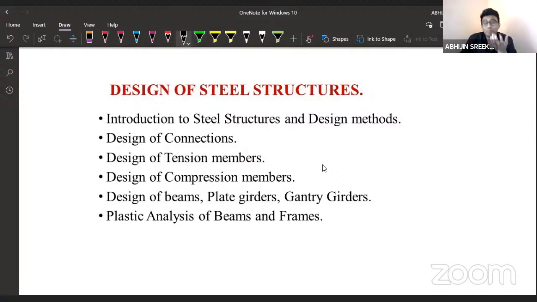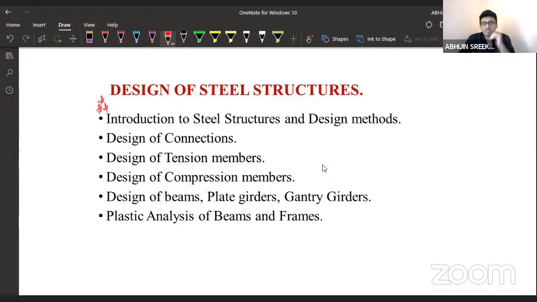And what are the design methods? We know the limit state method of design is there, and the working stress method is there. All these things will be discussed here. It's important actually. Why? Because this gives the basics to the remaining chapters.